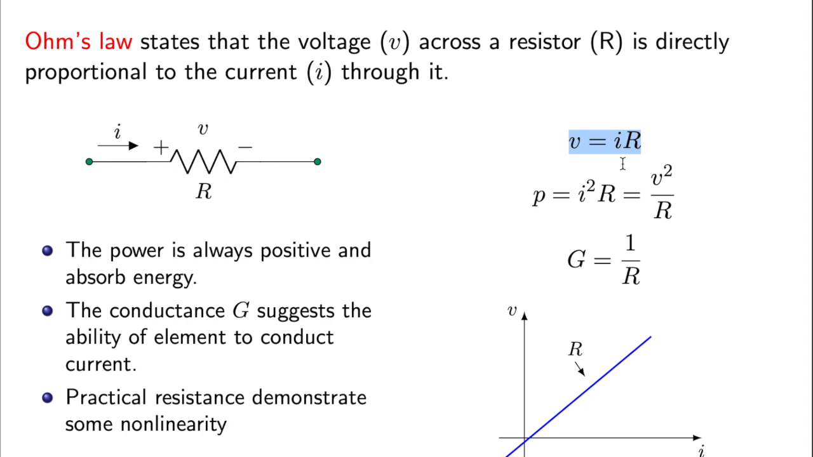The reciprocal of this resistance is the conductance. Resistance is the property to resist the flow of electric current, whereas conductance suggests the ability of the element to conduct the current. We are considering linear elements, so for practical purposes they are linear under consideration. However, some amount of non-linearity is always demonstrated in practical resistances.